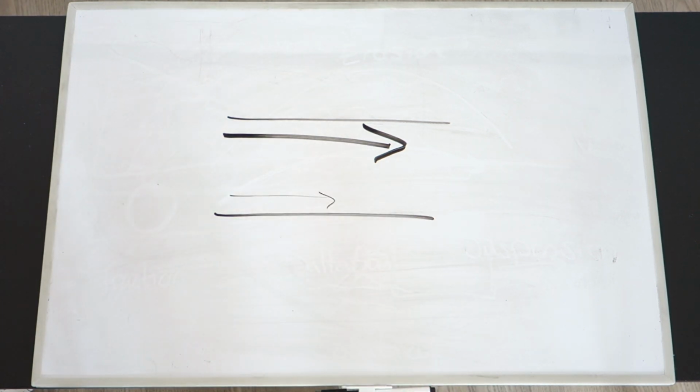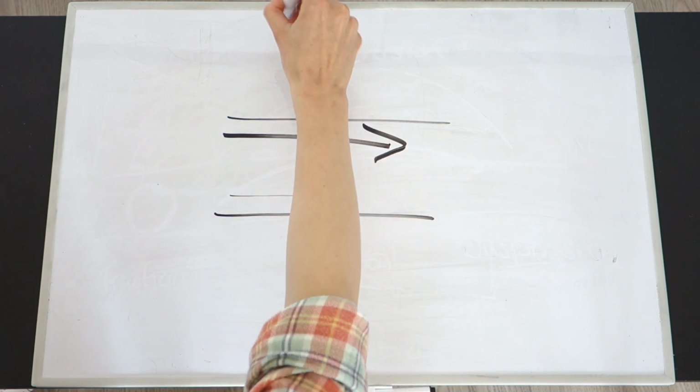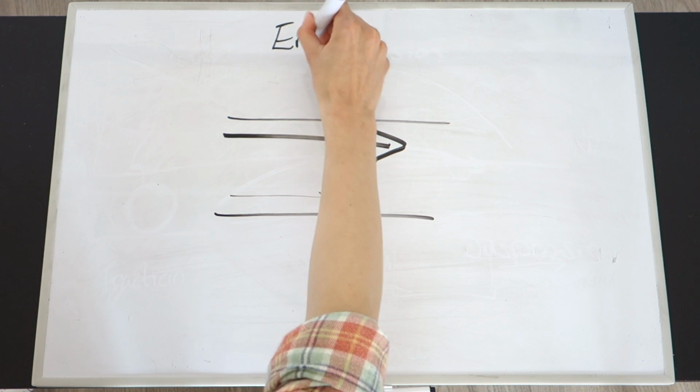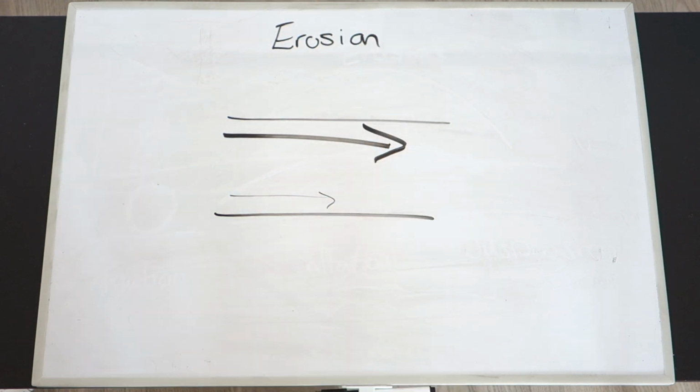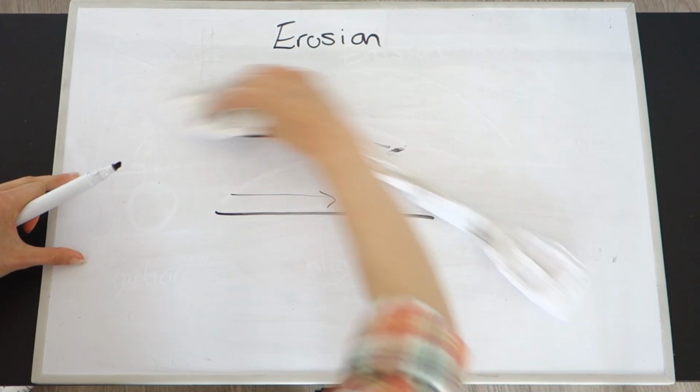Where the river flows fast, it has a higher velocity. Therefore, it's got more energy. And when a river's got more energy, what does it do? It erodes. So we'll have erosion where the river's got more energy. And what that does is erode the banks of the river, and it changes the shape of the river.